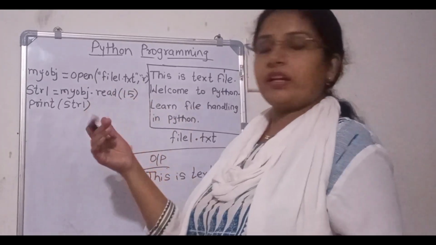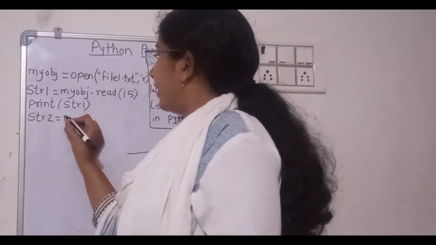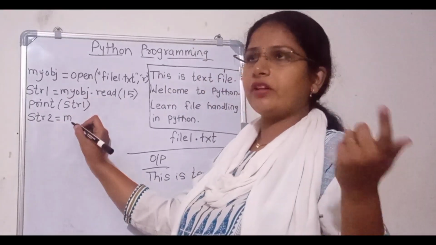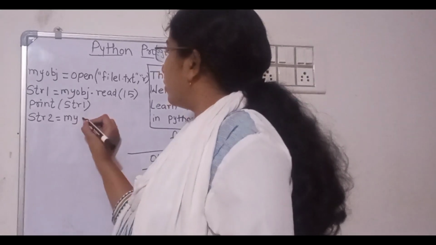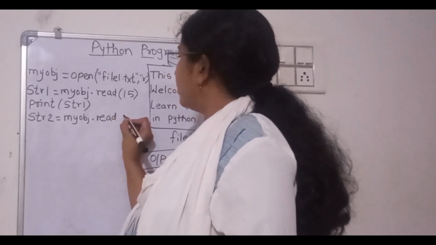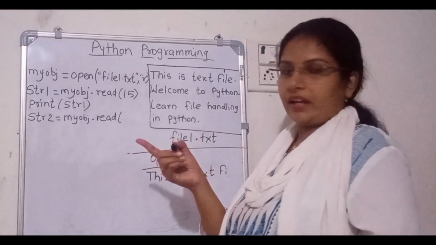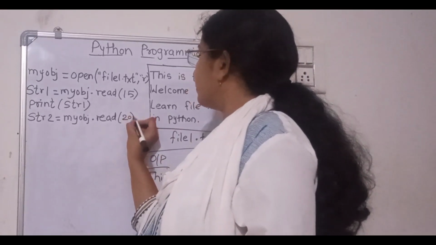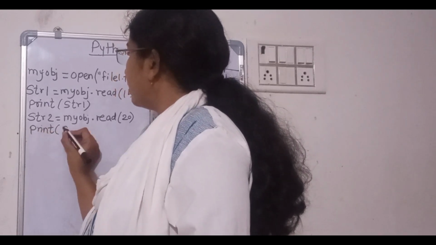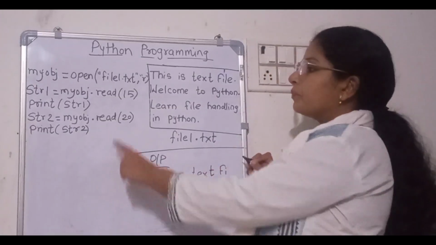Then I will take another variable, str2. Again, by using the same object, you can create another object also for a different mode. My object dot read, and suppose after this I want to read 20 characters, so I will mention the 20 and then I am just printing str2. This is very important, 20.